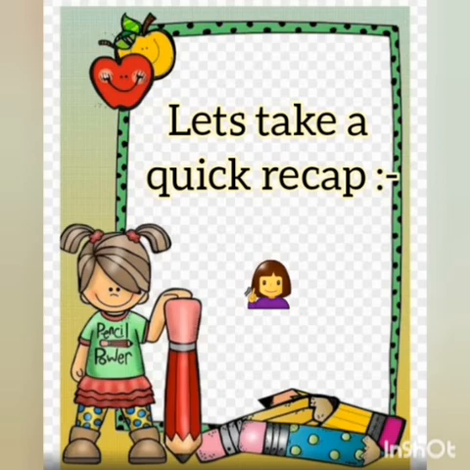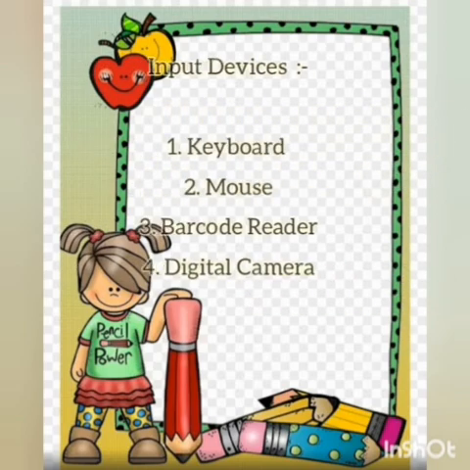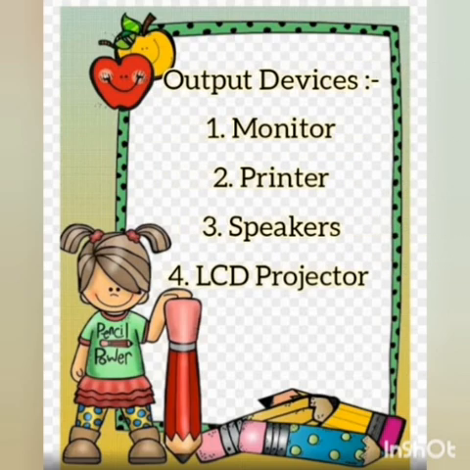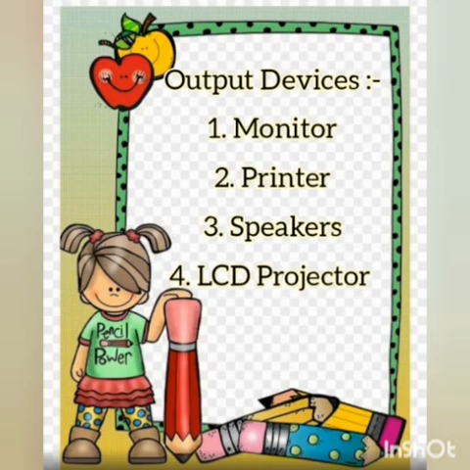Let us take a quick recap of what we have studied till now. Now children, what are input devices? Yes, they are used to enter data and instructions into the computer. Some of the input devices are keyboard, mouse, barcode reader, and digital camera. Next, we have studied about output devices. These devices are used to get the result of the processed data. Some examples of output devices are monitor, printer, speakers, and LCD projector.